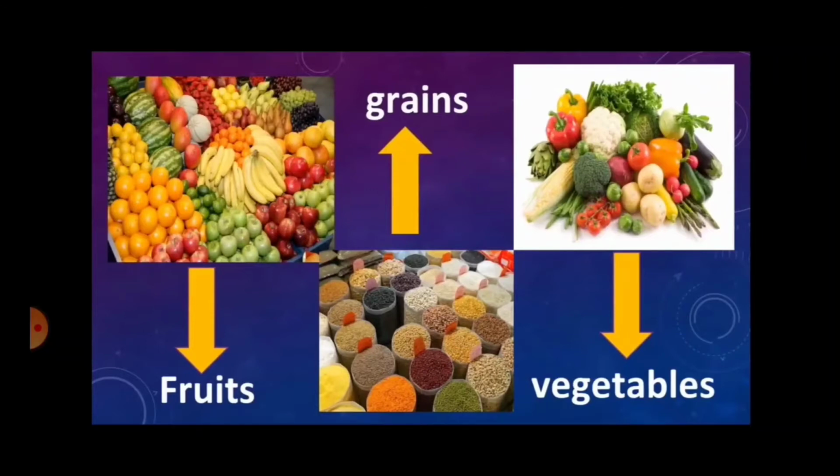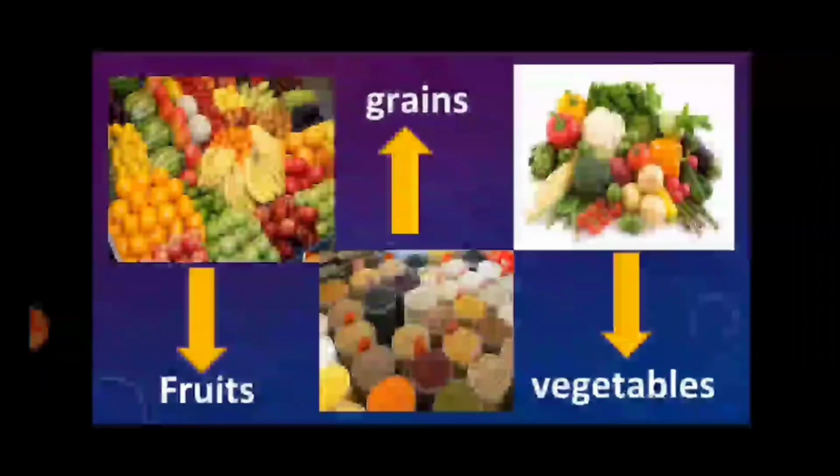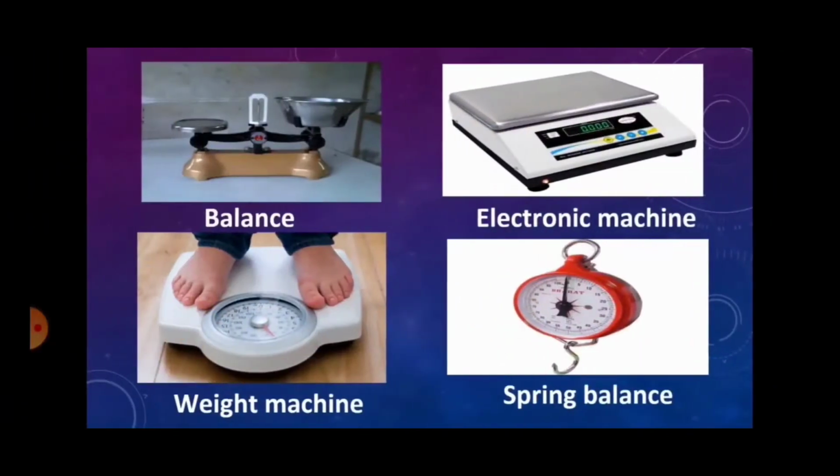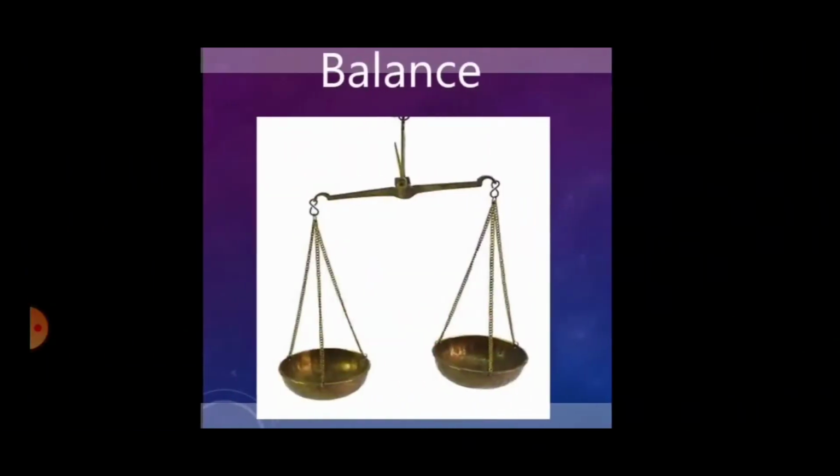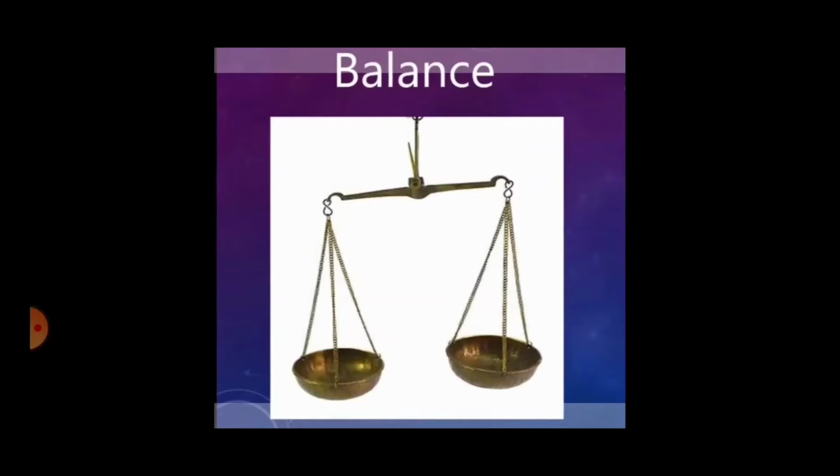Children, when we go to buy these food items, do we just buy them? No, we measure them in weight and then we pay accordingly to the shopkeeper. Now, can we use a scale or a tape to measure them? No. There are different ways or instruments used to measure weight or mass, like the balance, the electronic weight machine, and the spring balance.